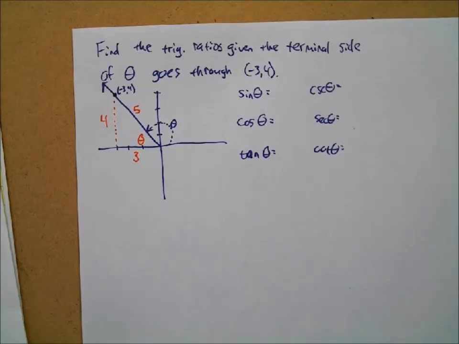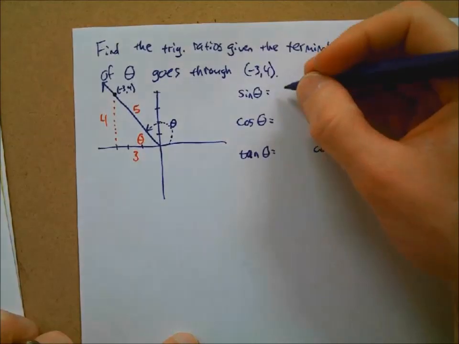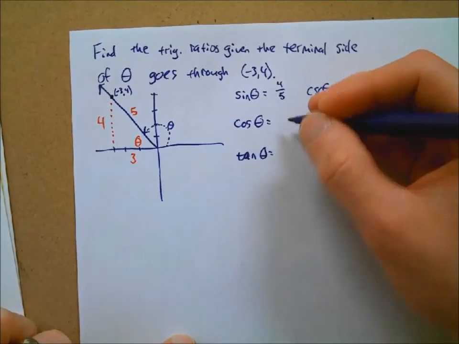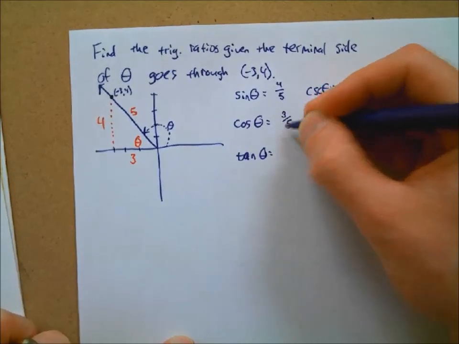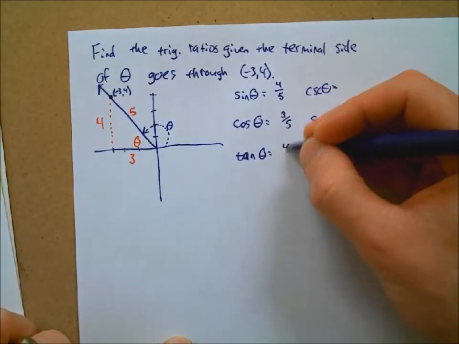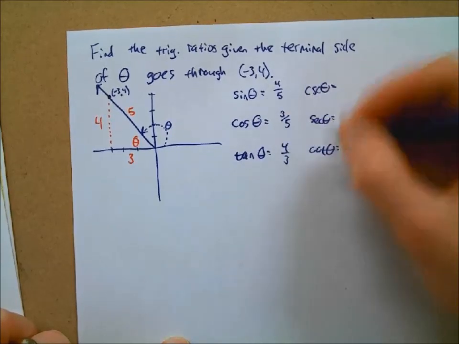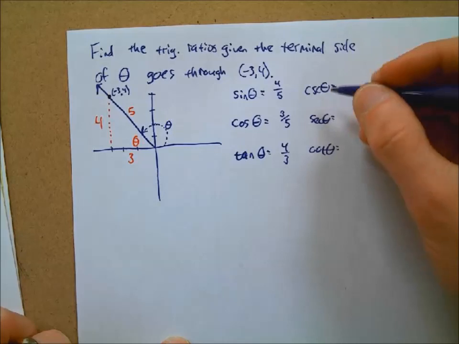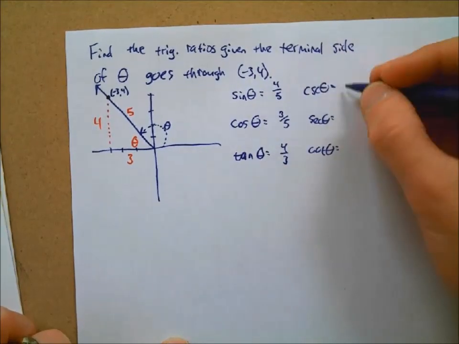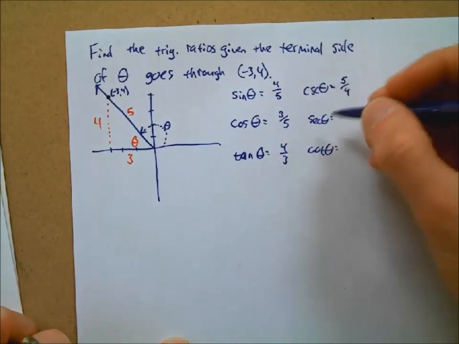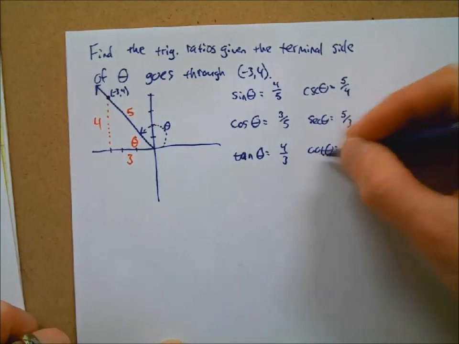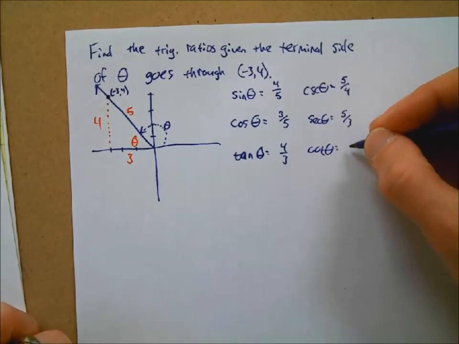Okay, so what's the sine of theta going to be? 4/5. What's the cosine of theta going to be? 3/5. What's the tangent of theta going to be? 4/3. And then we'll just do the reciprocals, right? So cosecant is the reciprocal of sine, which in this case will be 5/4. Secant of theta is the reciprocal of cosine, so 5/3. And cotangent is the reciprocal of tangent, so 3/4.